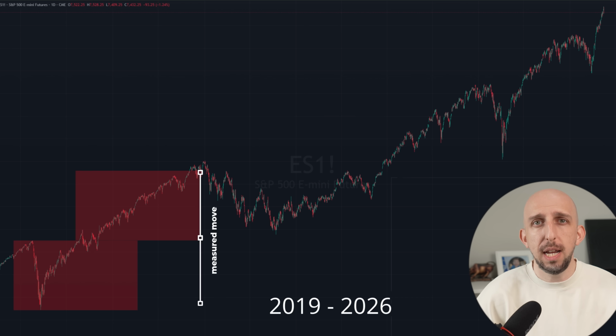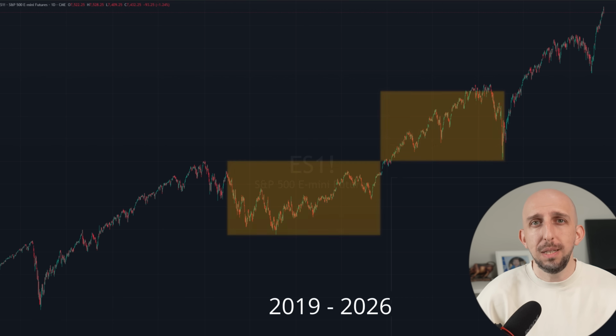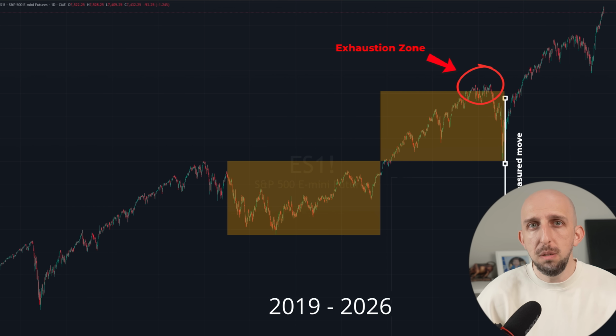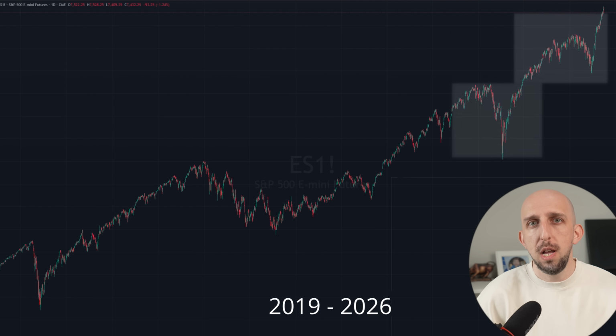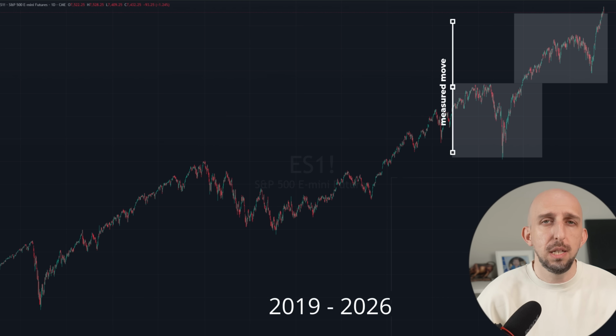Now look at the second pattern. The yellow rectangle, same thing. The market rallied, consolidated, measured the move, and when it hit the exhaustion zone, it corrected again, mechanically. And now look at where we are today, the third measured move. We are sitting right at the upper boundary of the exhaustion zone. The thesis suggests we are within striking distance of the same mechanical exhaustion that ended the last two rallies.